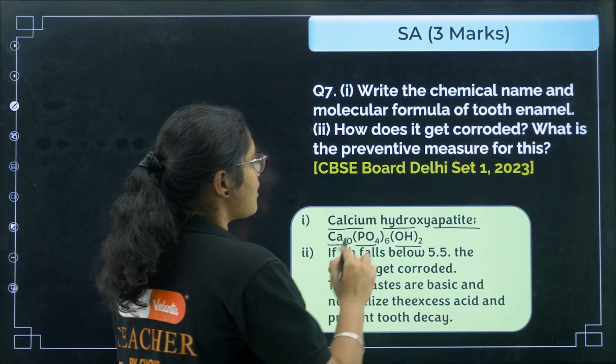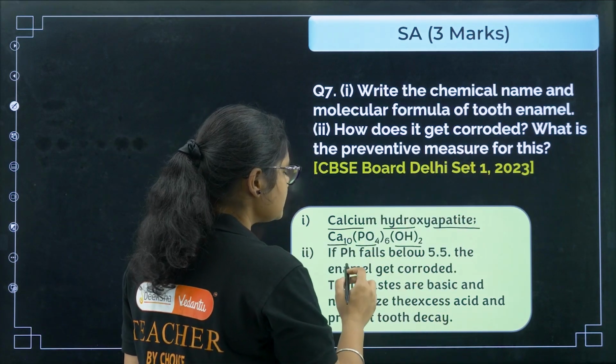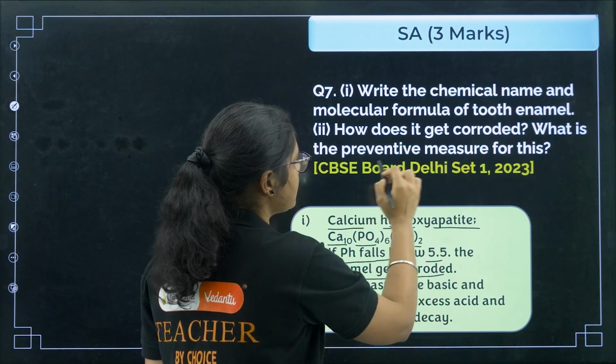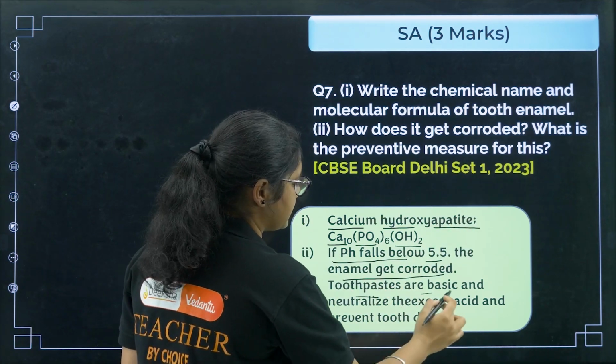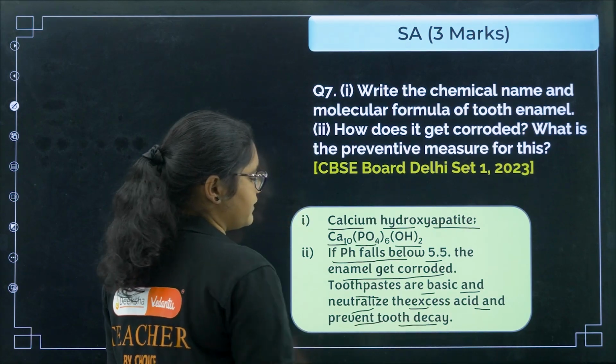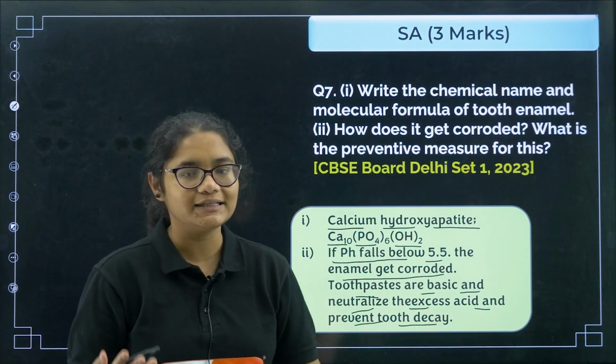Okay. Next, how does it get corroded? So if pH falls below 5.5, the enamel gets corroded. What is the preventive measure? Toothpastes are basic in nature and neutralize the excess acid and prevent the tooth decay. So you should brush your teeth regularly.